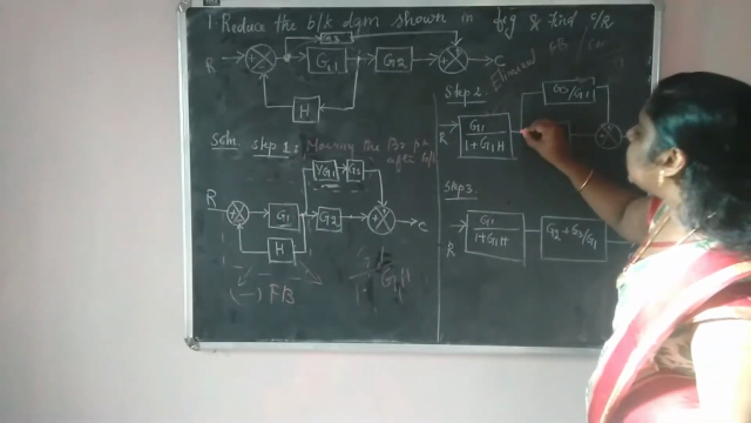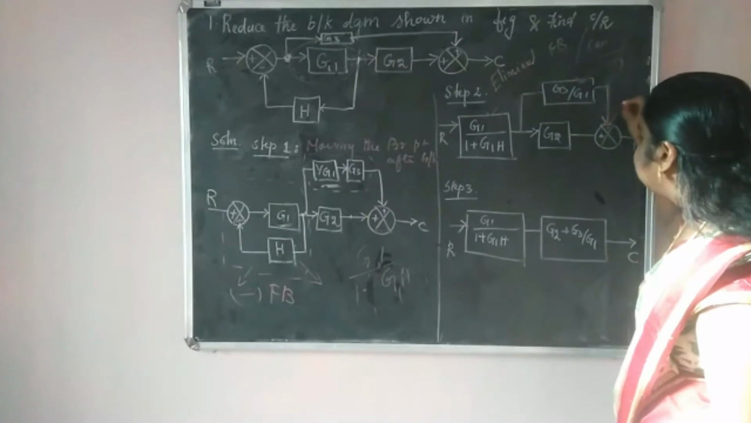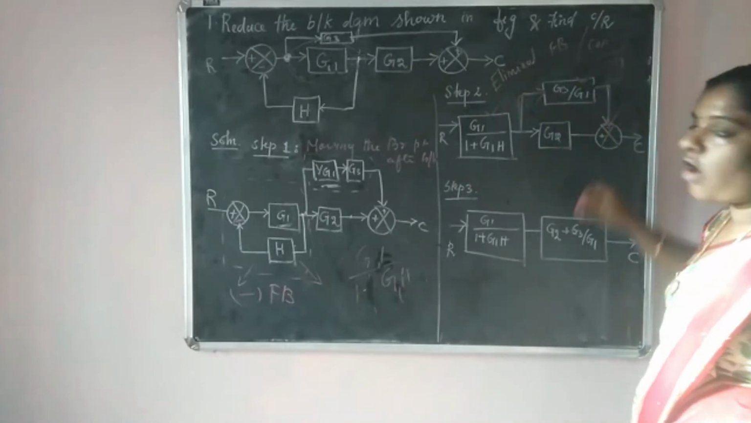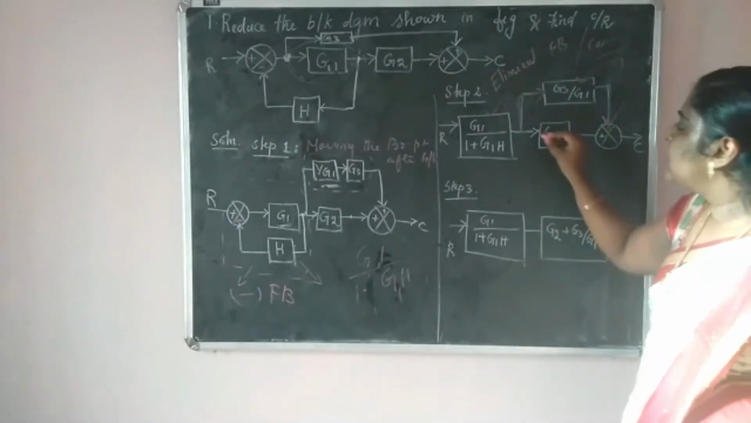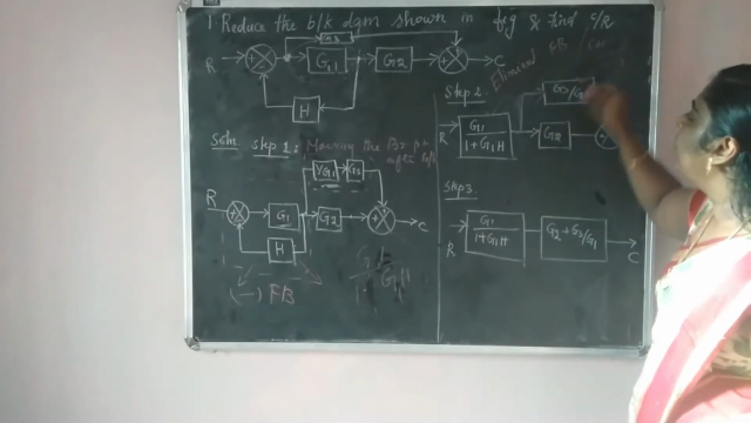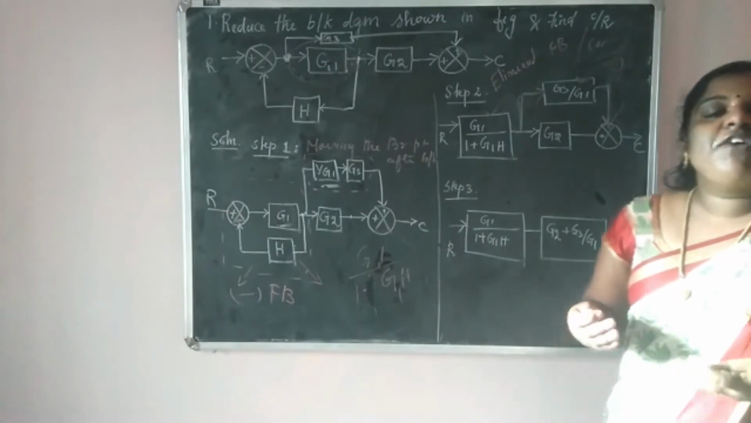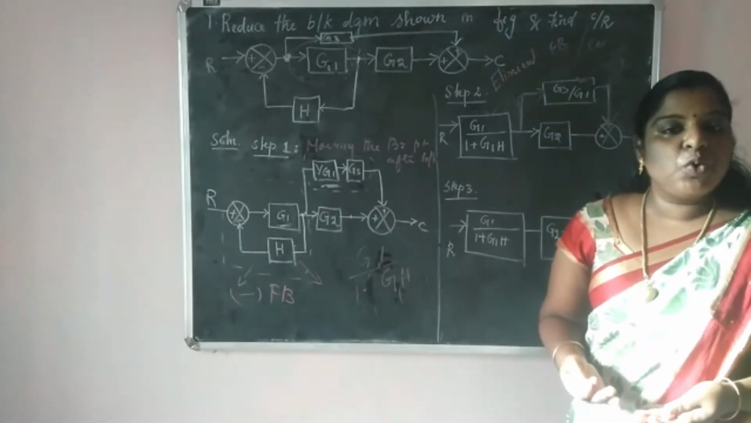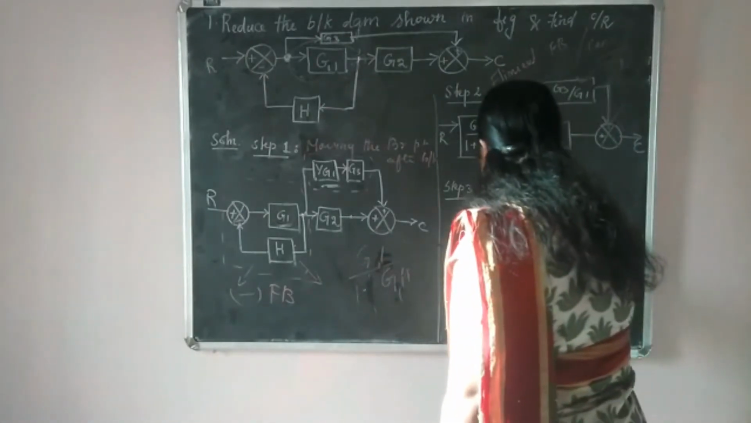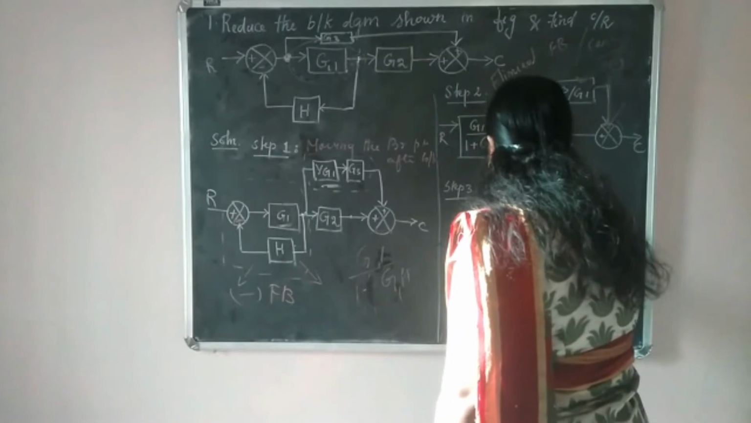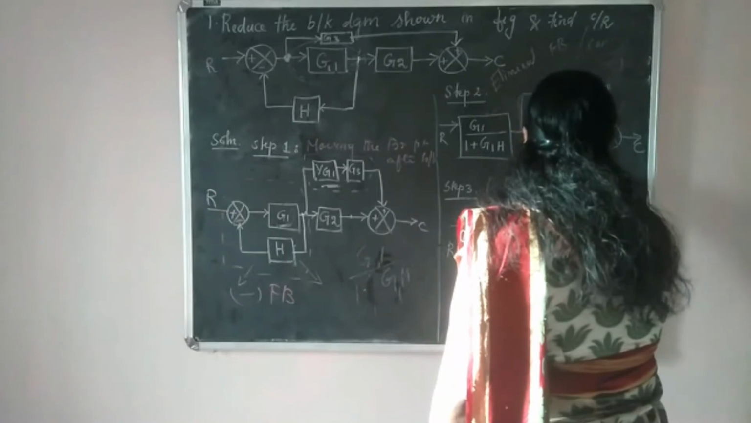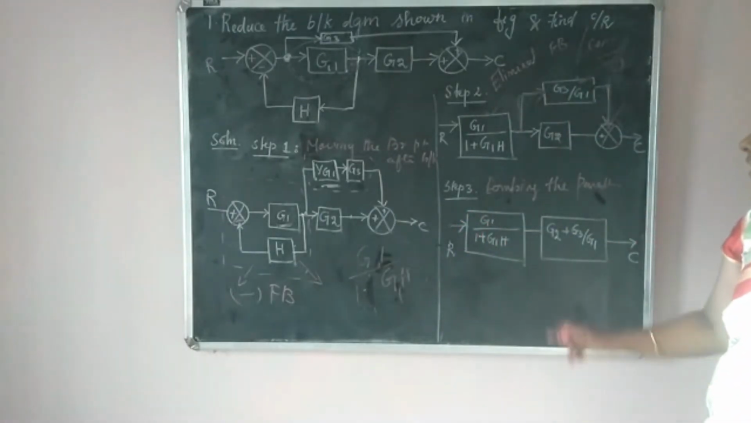In step 3, this feedback loop path is traveling in the forward direction. If a signal is connected with this summing point, then this type of network or blocks is called a parallel block. How can we eliminate this parallel block? We have to add the blocks. So step 3: combine the parallel block.